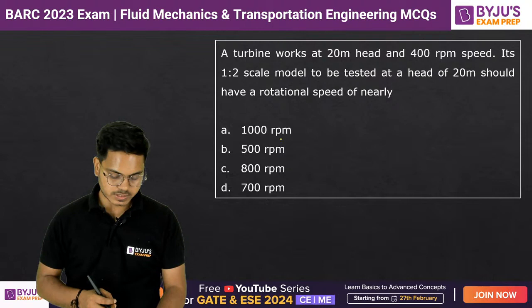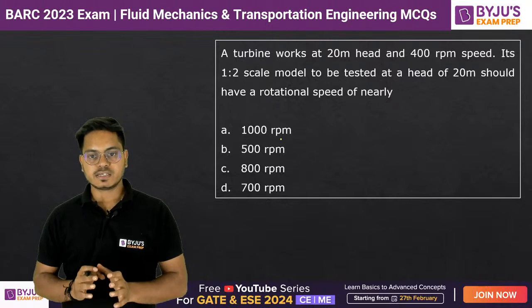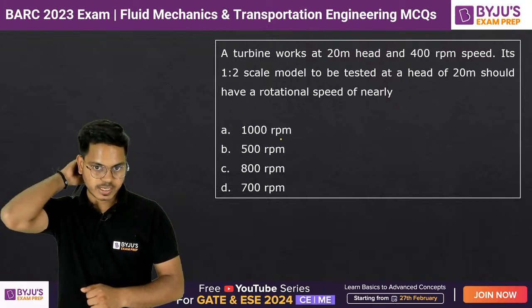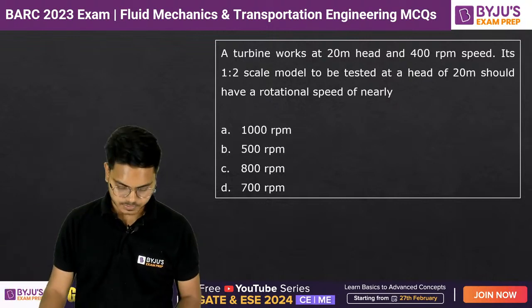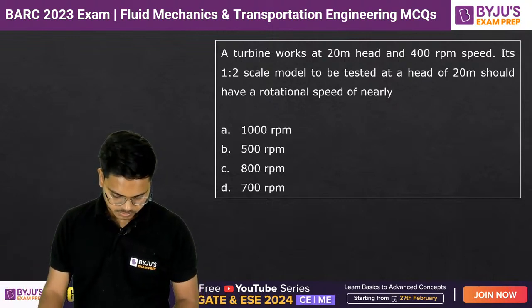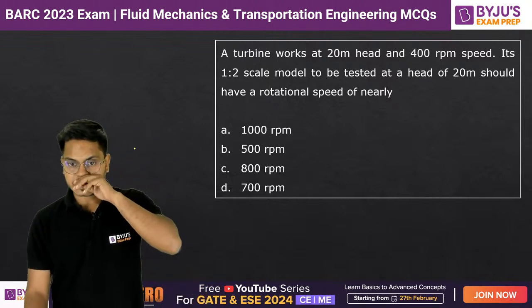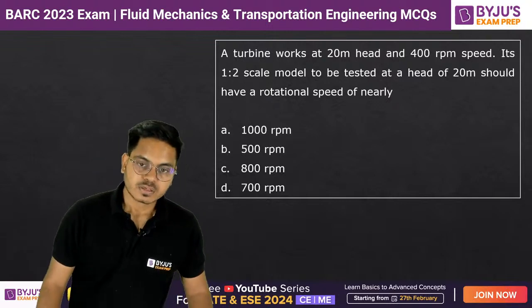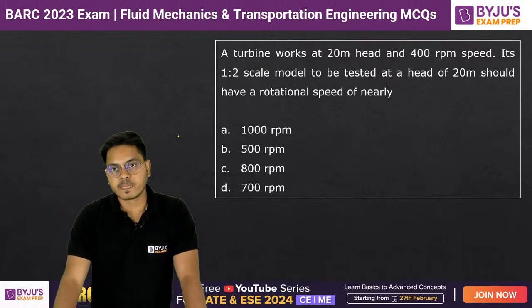A turbine works at 20 meter head and 400 rpm speed. Its 1:2 scale model to be tested at a head of 20 meter should have a rotational speed of nearly how much? You have to tell the speed of the model, the rotational speed. It is easy. It is very simple if you see it. Good. So for your similarity, correct?